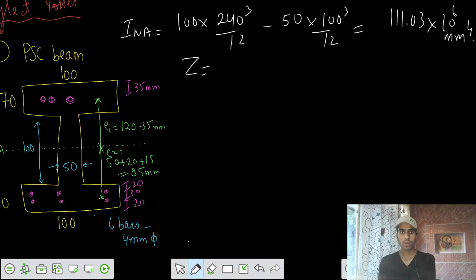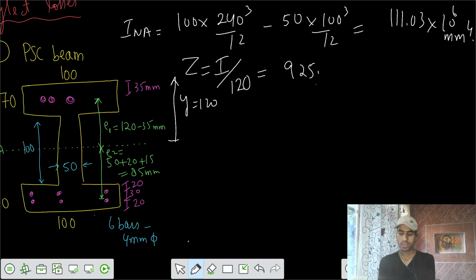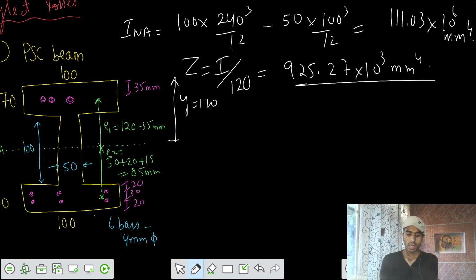And Z we can solve. Because of the symmetry, Z equals I by 120, because Y top equals Y bottom, which is 120. So Z would be equal to 925.27 into 10 to the power 3 millimeter cube. Okay, now we need to calculate the stresses at the top and at the bottom.